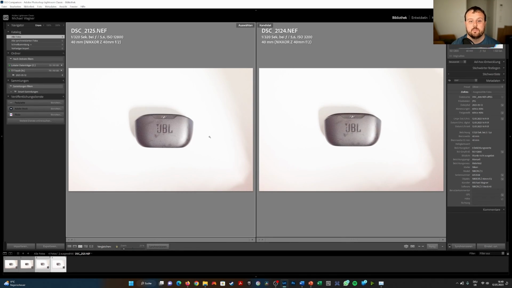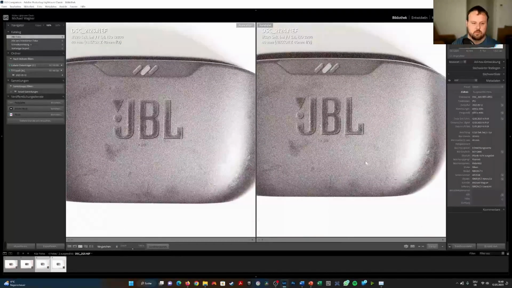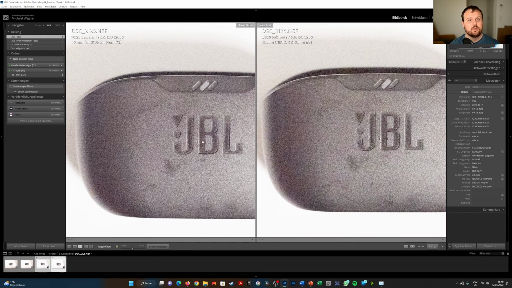And to finish this comparison, once again, we shoot at the same shutter speed of 1/320th of a second, aperture of 5.6, and one is at ISO 12,800, the other is at ISO 3200. And we see that they look kind of the same. Now I hope you can see with those images that ISO isn't introducing any noise to your images.